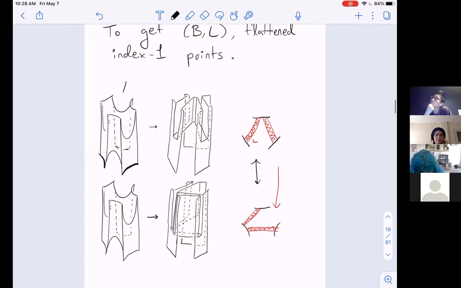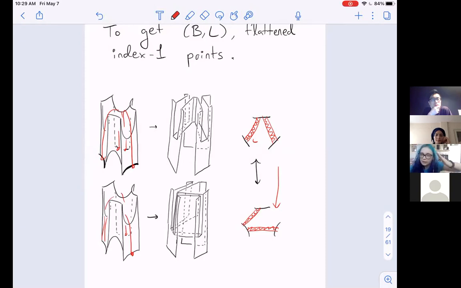But here I've drawn something that kind of looks like a monkey saddle, and two different ways of flattening it. I could either choose to have my one skeleton connect these two guys, or to connect these two guys. And depending on which one I choose, if I flatten it, I'll get two different choices of bands, which just look like those arcs flattened out.